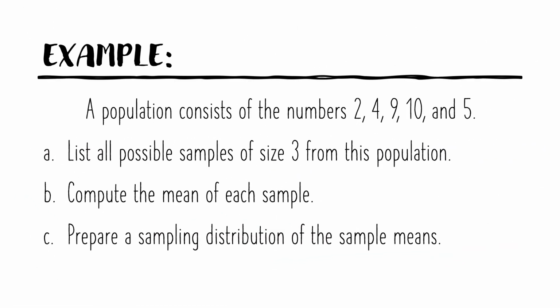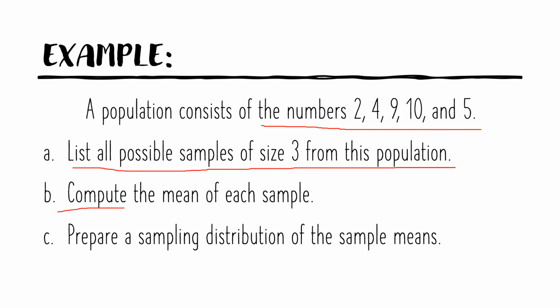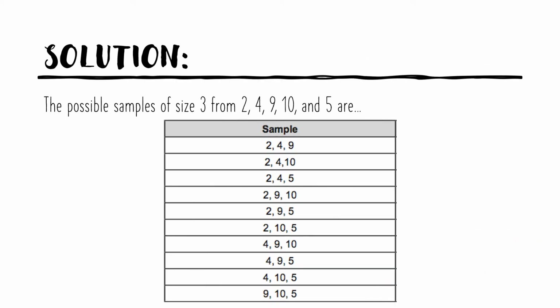So for example, a population consists of the numbers 2, 4, 9, 10, and 5. We need to list all the possible samples of size 3 from this population, using 2, 4, 9, 10, and 5. Compute the mean of each sample, then prepare a sampling distribution of the sample means.